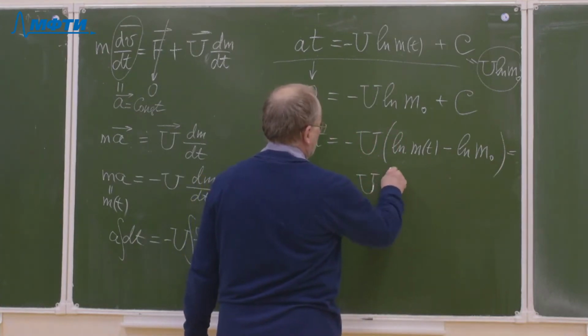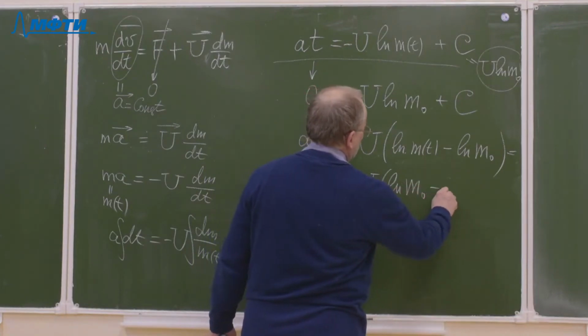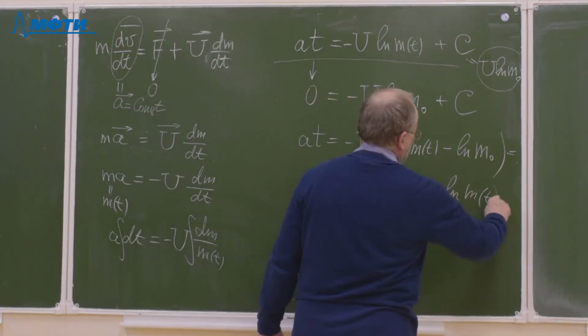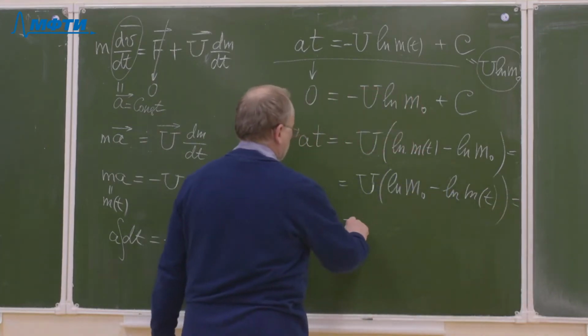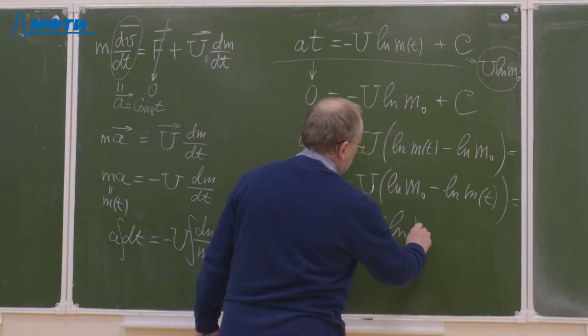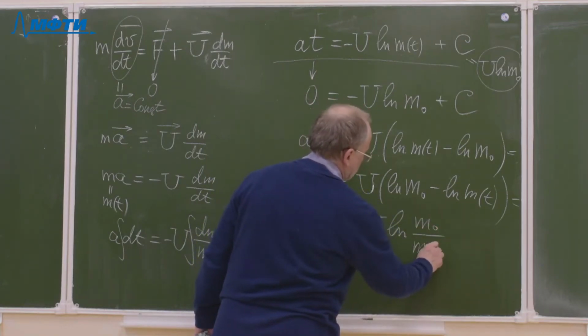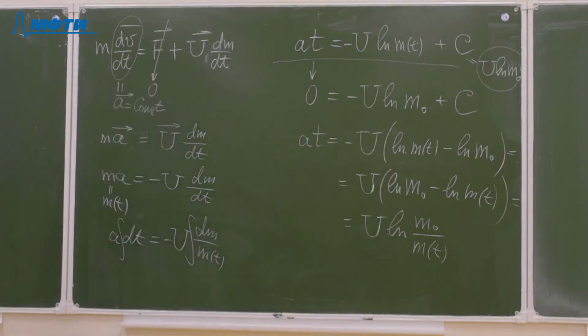Certainly, this will be u logarithm of the initial mass minus logarithm of the mass at any time moment, and that will be u logarithm of the ratio of masses, initial mass divided by m of t. Any questions? Is everything clear up to this point?